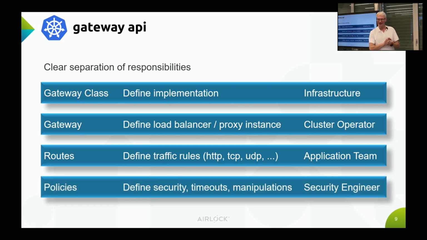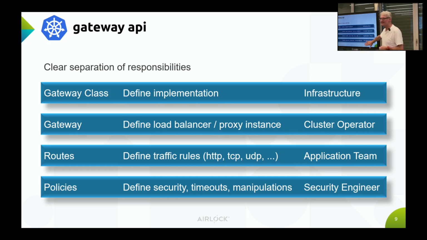And then there's a fourth element, policies. Not everybody mentions that when they talk about Gateway API. And in the policies, you can define timeouts, for example, manipulations like header manipulations, rewritings, and also security, like filtering, etc.